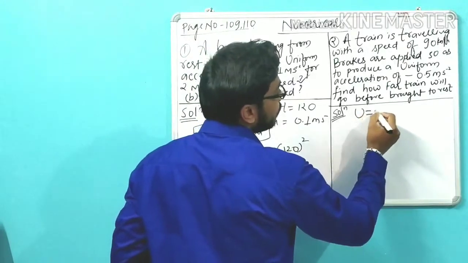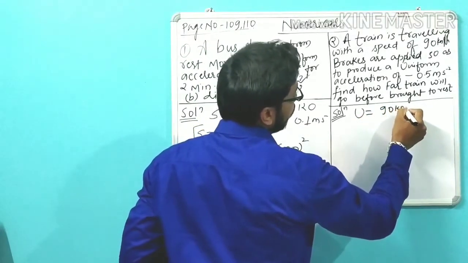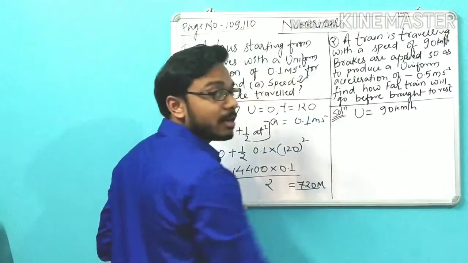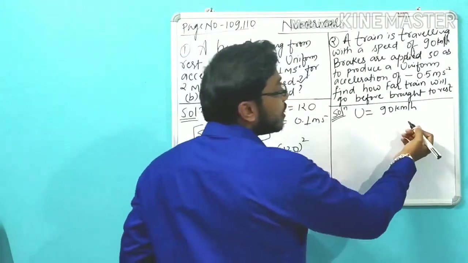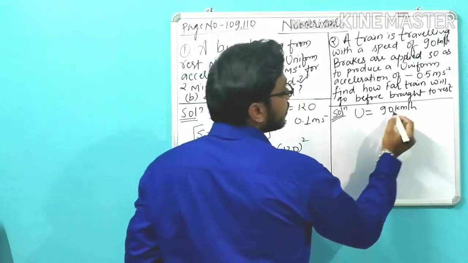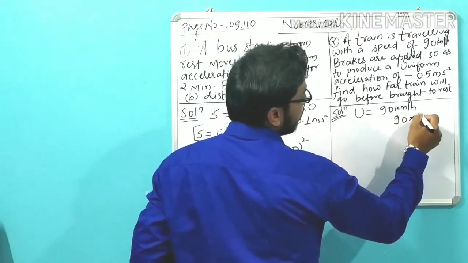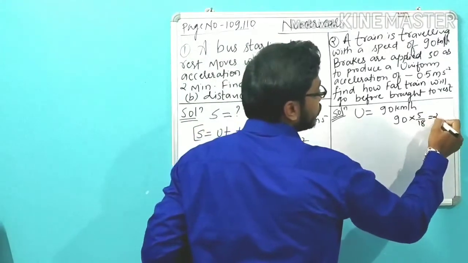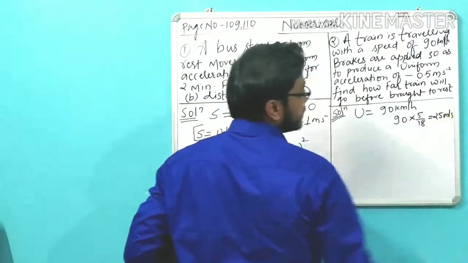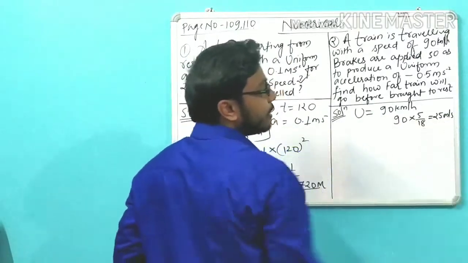So we will directly write u equals 90 kilometer per hour, but it is in the unit kilometer per hour. We have to convert it into its SI unit, that is meter per second. How will we convert it? We will just multiply it by 5 by 18. So here we will get 25 meter per second. So u we have got 25 meter per second.